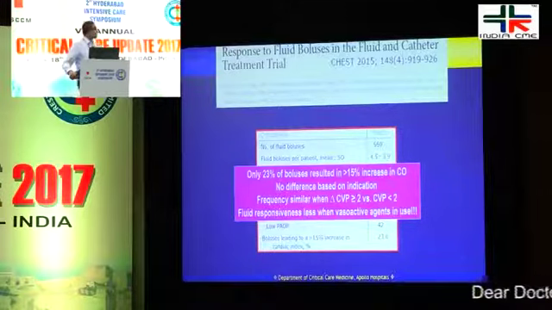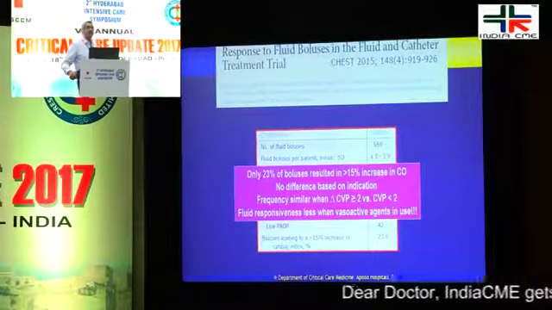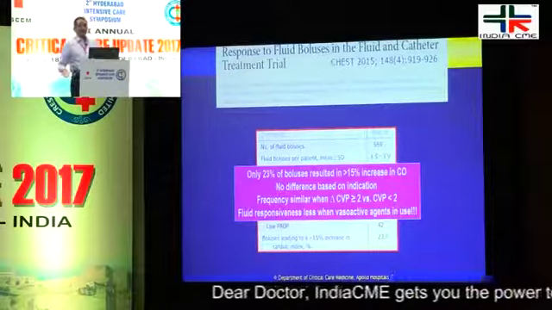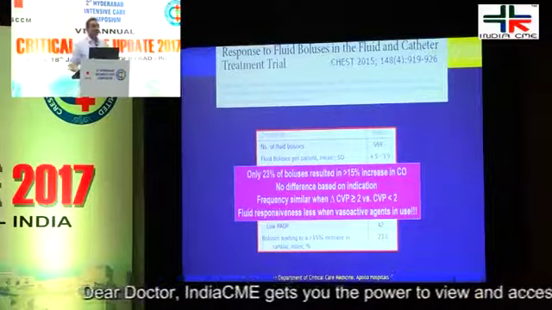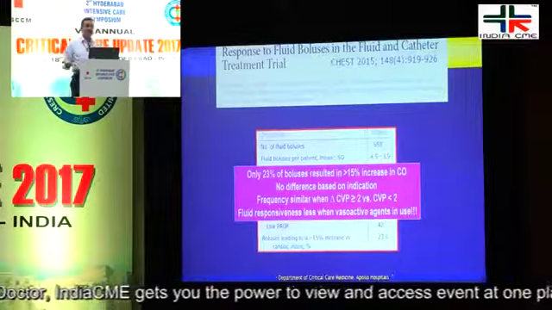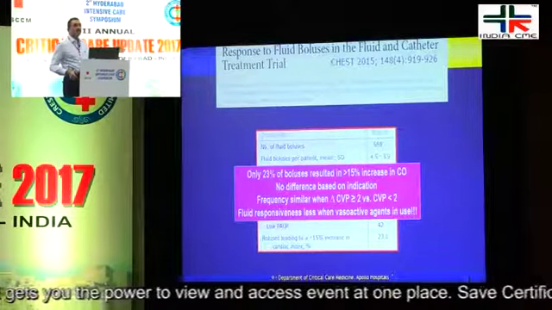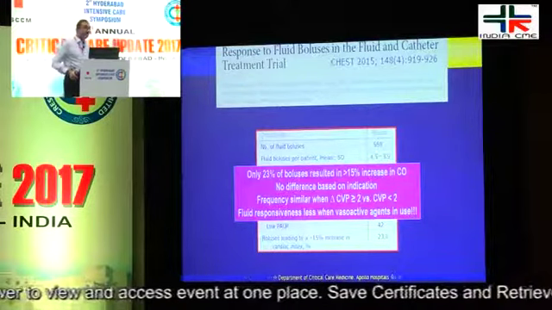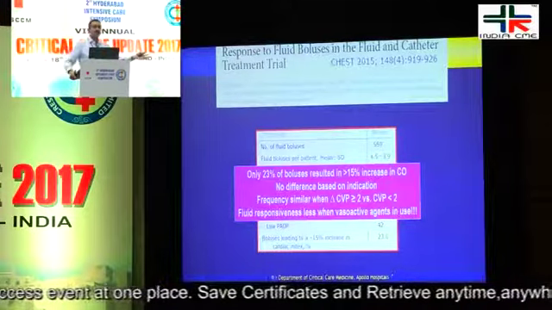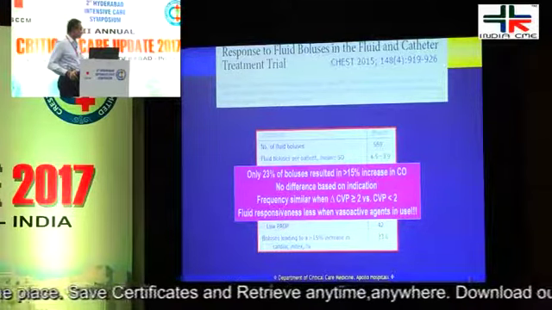That's number one. And it didn't matter. Jean-Louis Vincent typically says that if you give fluid and the CVP goes up by 2, then you have altered the preload. It didn't make a difference whether the CVP went up by more than 2 or did not. You still didn't see a change in cardiac output. So changes in CVP are not going to be able to predict changes in cardiac output in patients with ARDS, at least based on this trial.